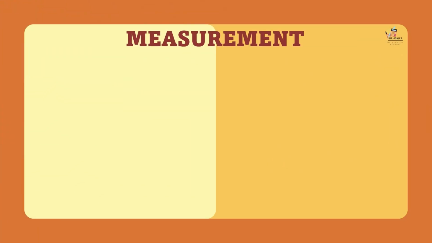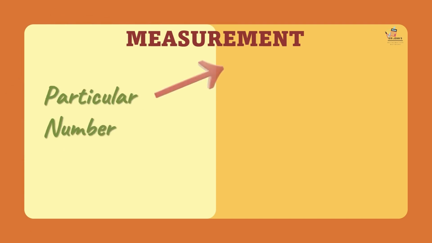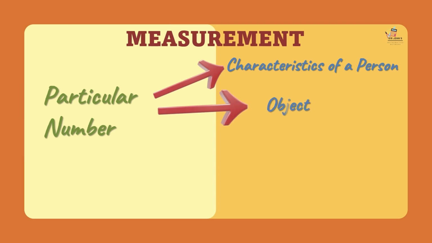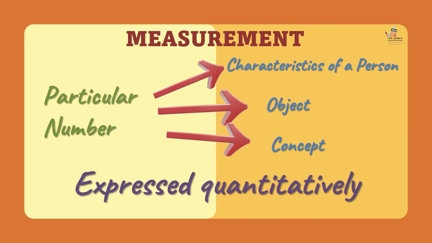When we say measurement, it is assigning a particular number to a particular characteristic of a person, object, or concept. And it is expressed quantitatively. When we say quantitatively, it is expressed numerically or as numbers.